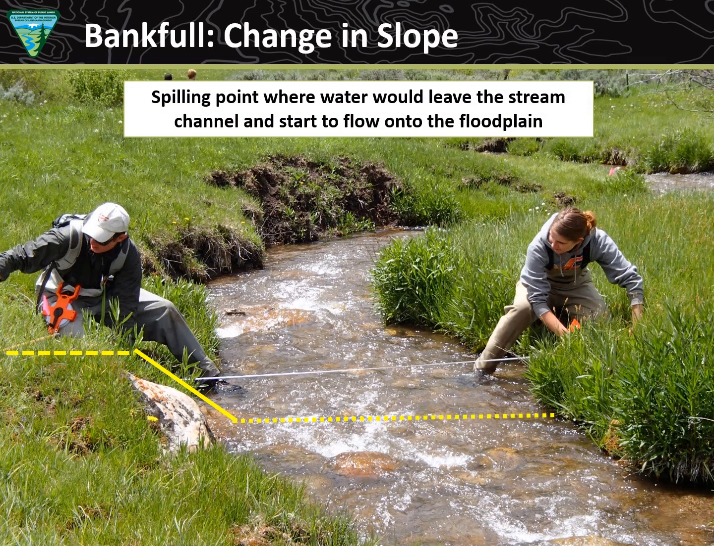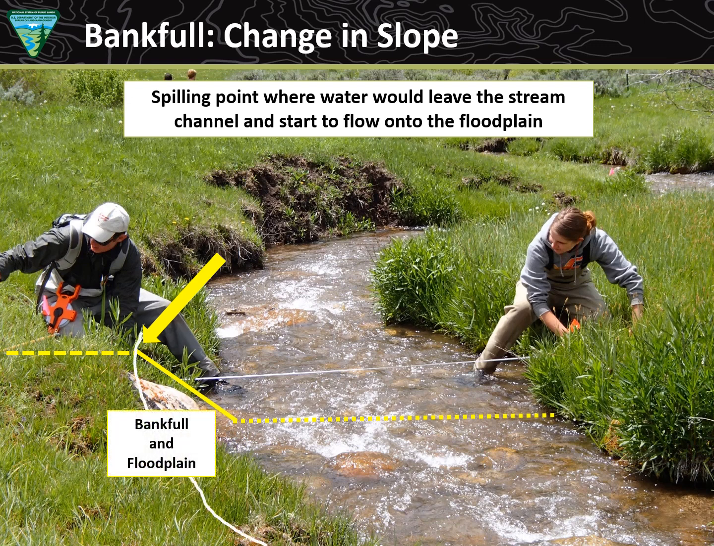One of the most obvious indicators of bankfull is a change in stream bank slope. In many cases, such as this one, bankfull is located at the spilling point where water would leave the stream channel and start to flow onto the floodplain. This is where the slope of the bank goes from very steep to nearly flat. In this case, floodplain and bankfull will be at the same elevation.